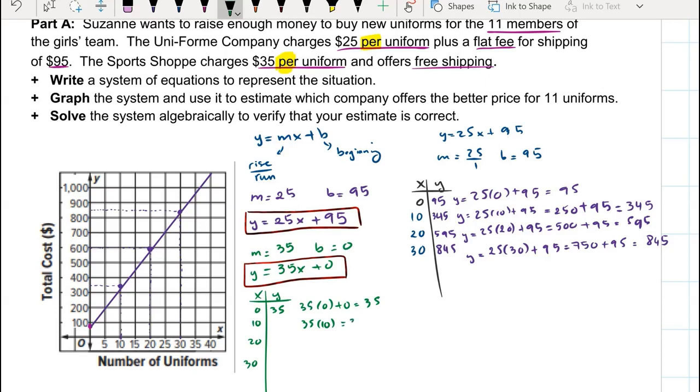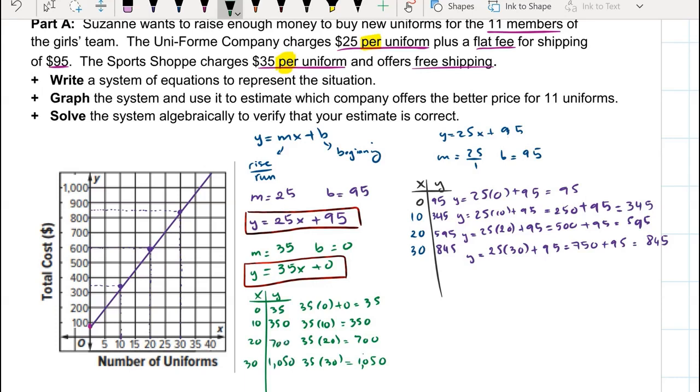35 times 10 is going to be 350. And 35 times 20, that will give you 700. 35 times 30: 3 times 5 is 15, remember 1. 3 times 3 is 9, plus 1 is 10. Bring over 0. 1,050. And this one is 700.